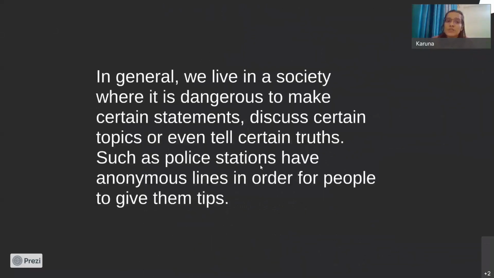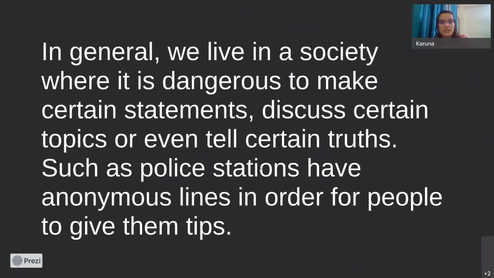There are certain arguments which are there. In general, in the society we live in, it is dangerous to make certain statements, discuss sensitive topics, or even tell certain truths. For example, at a police station, if we have to provide information, give tip-offs or hints about somebody, we have to maintain a certain kind of anonymity for the people in order for them to give tip-offs.